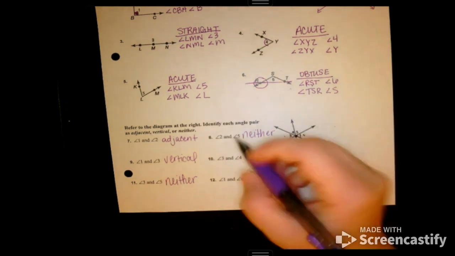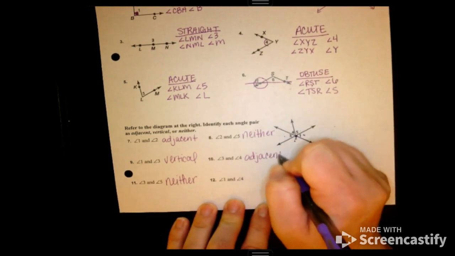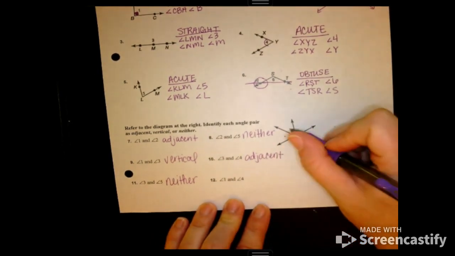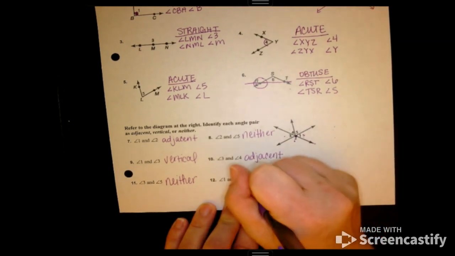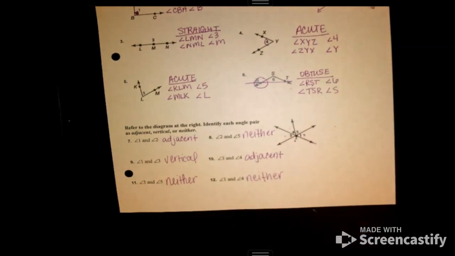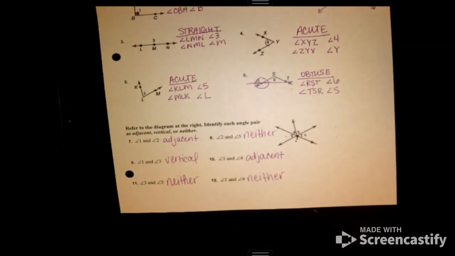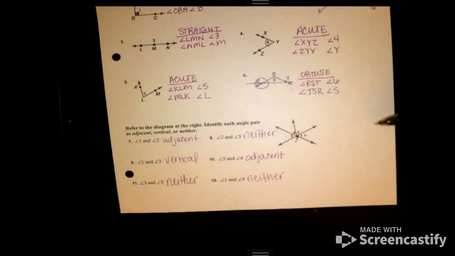All right, 3 and 4. So 3 and 4, adjacent. Good. And then 1 and 4. Does adjacent mean beside? Yes. They share a common vertex. They're right beside each other.